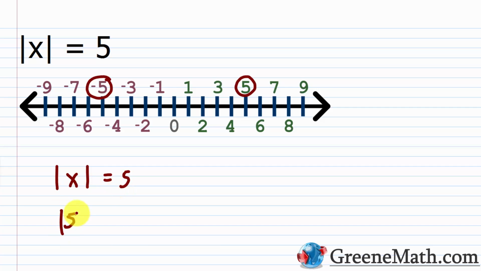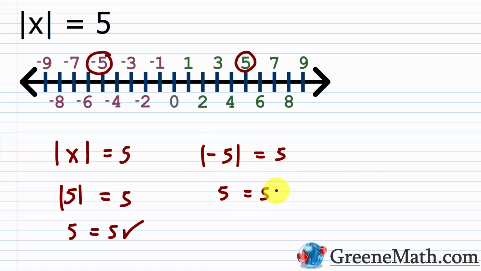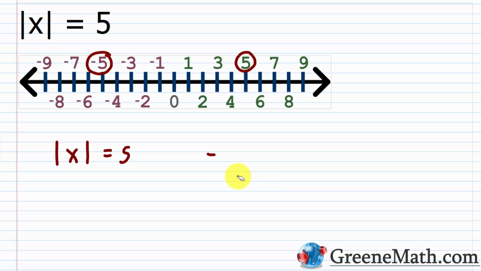If I plug in a 5 there and I evaluate, I get 5 equals 5. That's true. But that's not the only solution, because -5, the opposite of 5, also has an absolute value of 5. If I plugged in a -5 for x, you would get 5 equals 5 as well, which is also a true statement. So our solution for this equation is that x could be equal to 5, and then we have that keyword or that we talked about in the last lesson with compound inequalities. So x equals 5 or x equals -5.